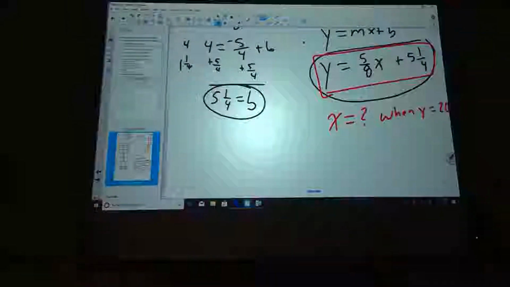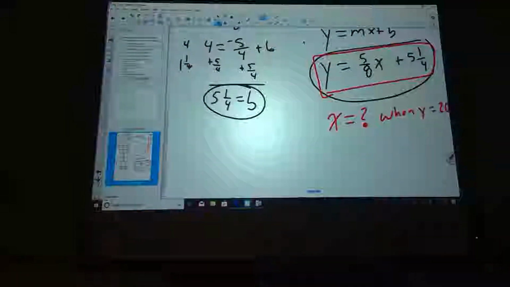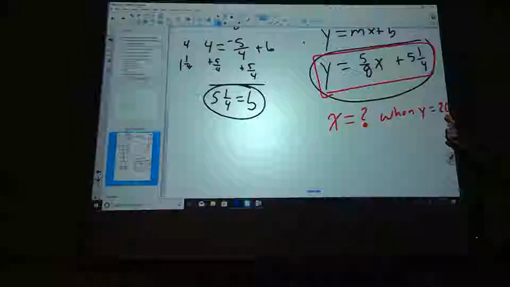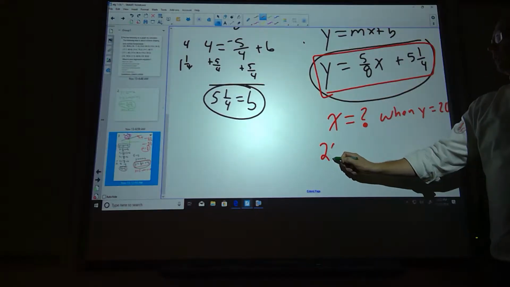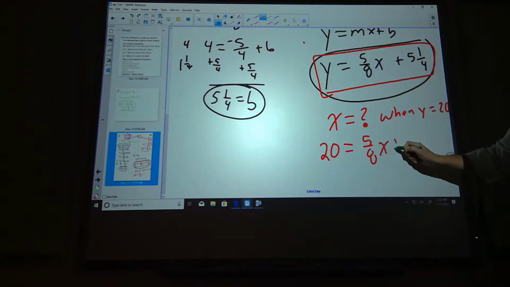Where's the x? Where's the x with the 2 and the 1? Well, that's a question mark, right? Oh, I'm sorry. But you're absolutely right. If you thought it was a 2, you'd be absolutely right with what you said. So I don't know what x is, but I totally agree with you. I know what y is. So then I'm going to take that 20, plug it in. 20 equals 5 over 8x plus 5 1/4. Is that okay?